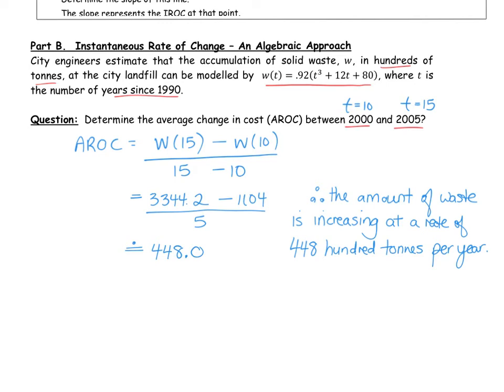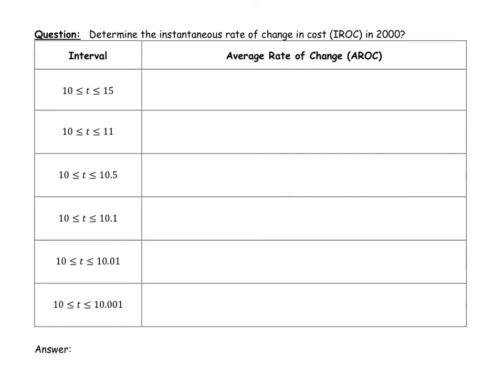Now, you could also write this as 44,800, and you could just say tons per year, and that would be okay as well. Up to you how you want to express that. Okay, so that's a recap of what we've been doing before. Now let's see what we're going to do a little different. Ultimately, the question we're going to try to tackle is the instantaneous rate of change in the cost in the year 2000, and don't forget that that is T equals 10.